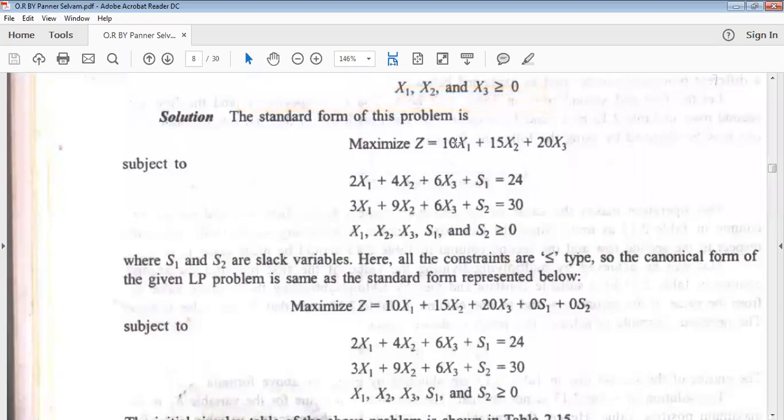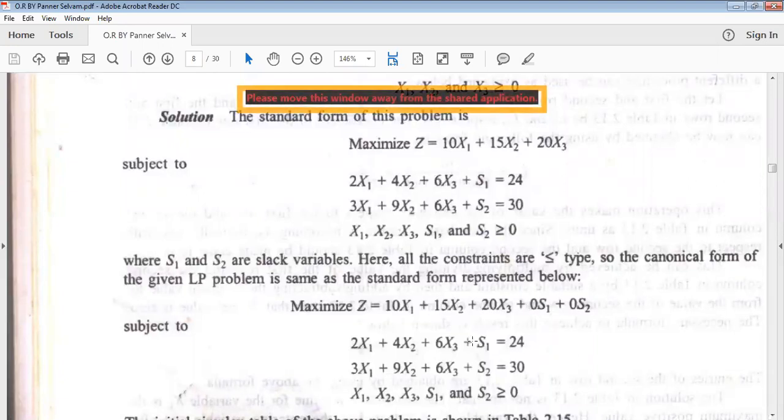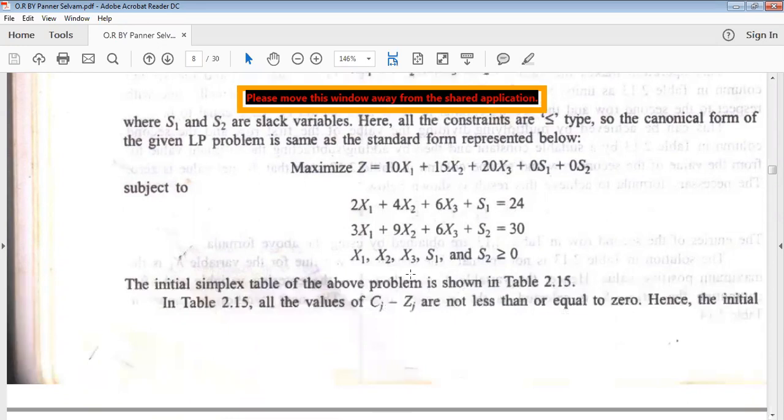So you need not write all these things. Directly you can write maximize Z is equal to 10x1 plus 15x2 plus 20x3 plus 0s1 plus 0s2. So this is going to be called the canonical form of the given problem. The initial simplex table of the above problem is shown in figure 2.15. In the table, all the values of Cj minus Zj are not less than or equal to 0.